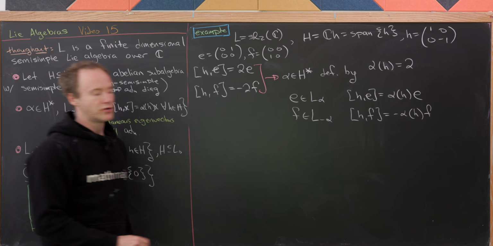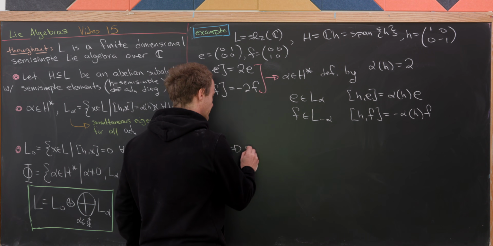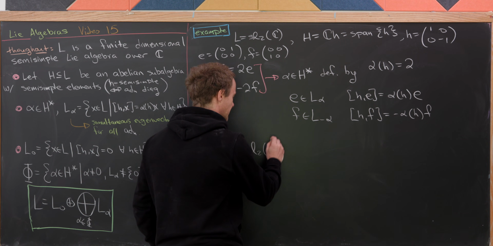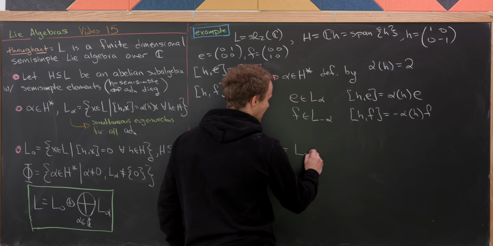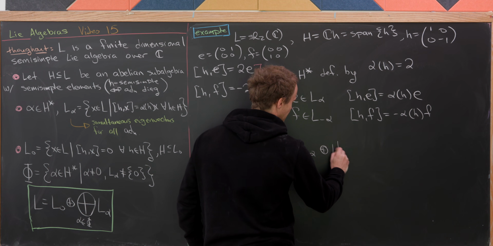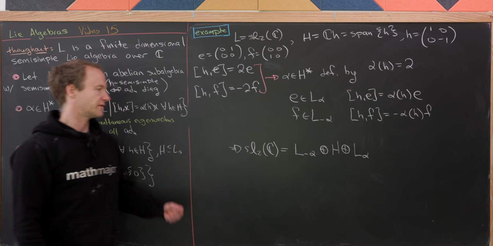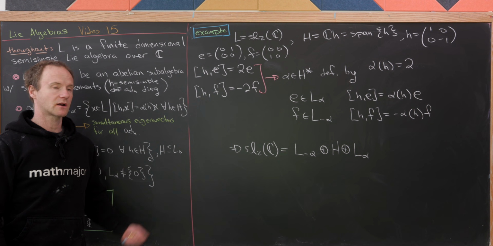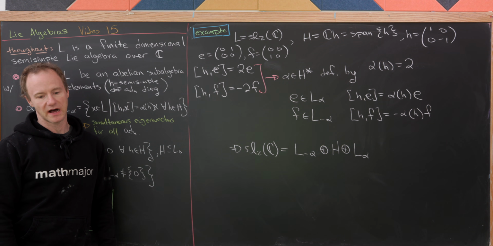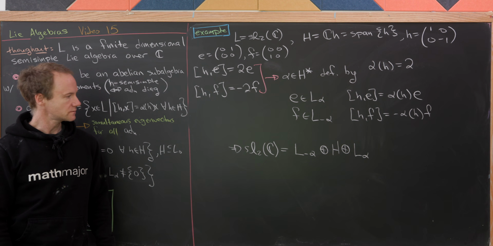Okay, so putting this all together, we have the following decomposition. SL2C is decomposed as L minus alpha, direct sum with H, direct sum with L alpha. So we've got the negative part, the diagonal part H, and then the positive part, if you will.